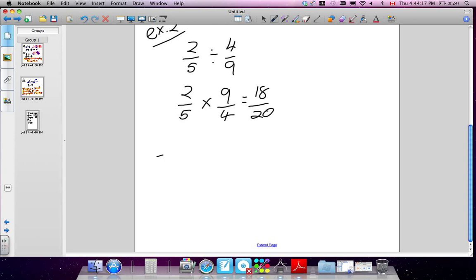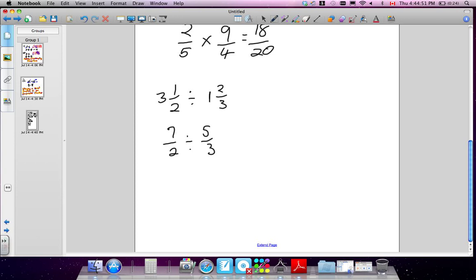Let's say we have an improper. So we have 1 over 2 divided by 1 and 2 over 3, let's say, okay? I have to make them both improper. So 3 times 2 is 6, plus 1, 7. So I get 7 over 2 divided by 1 times 3 is 3, plus 2 is 5, so 5 over 3.